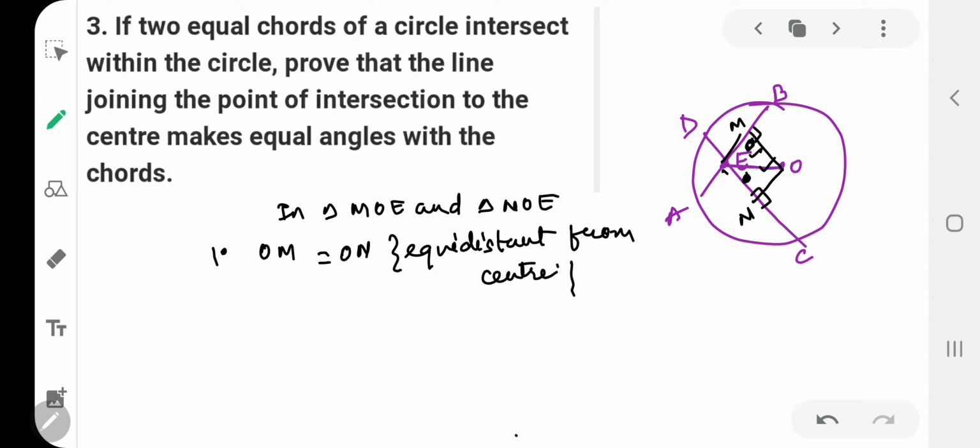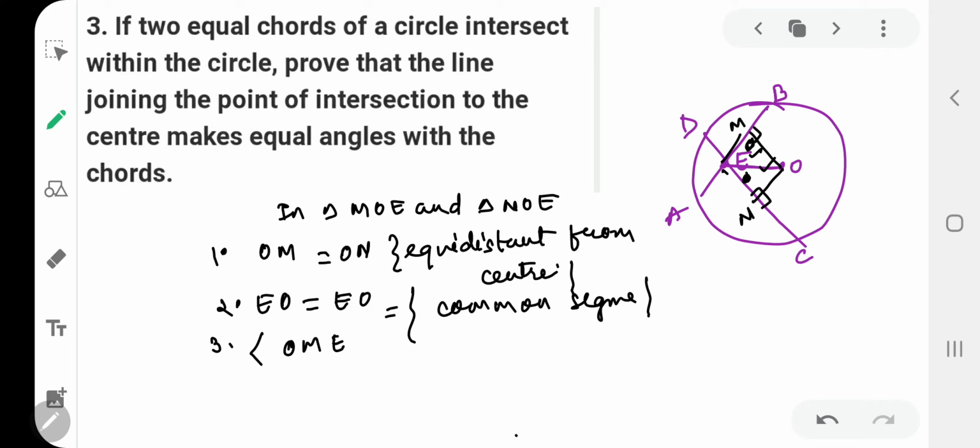Your second reason is EO is equal to EO, common segment. Next is your angle OME is equal to angle ONE. Both are 90 degrees. So you got three reasons. Therefore, triangle MOE is congruent to triangle NOE by RHS test.